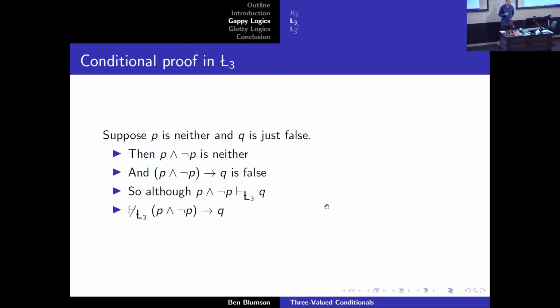Okay, but conditional proof is still false in L3. Okay, because supposing P is neither and Q is false, then P and not P will be neither. But if P and not P, then Q will be false. Okay, but explosion is valid in L3. So P and not P will entail Q. But if we apply conditional proof to that, we'll get if P and not P, then Q. But that's not a tautology, because if P and not P, then Q can be false in the case where P is neither and Q is just false.